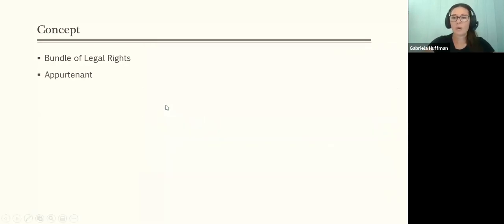Appurtenant. This is a new word that we're going to start using throughout the chapter. So appurtenant means to go with. It goes with, like your arm is appurtenant to your body. Wherever your body goes, so does your arm.